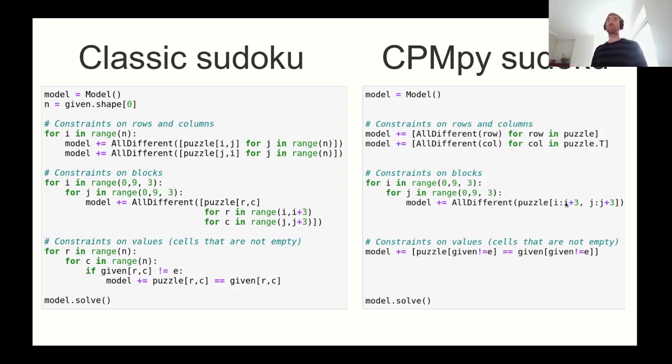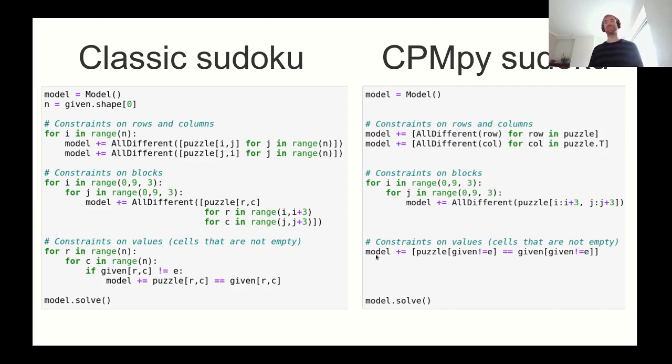For the blocks, instead of writing out the ranges, we can just abbreviate this and put it in the matrix operator directly, puzzle[i:i+3, j:j+3], and this will actually unfold to exactly the same thing automatically.